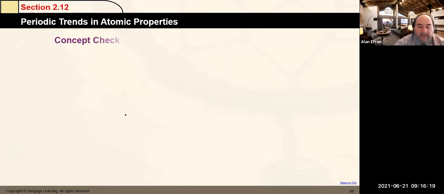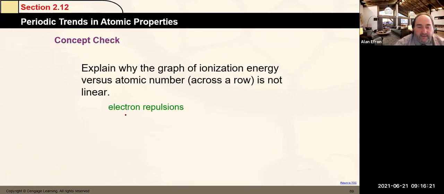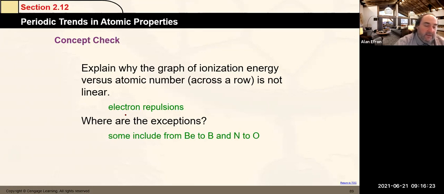Going across the period is a better shot, I think. Right? So explain why the graph of ionization energy versus atomic number is not linear. It's not linear because of electron repulsions. Remember, although we're talking about electrons sharing the same space, there's still an aspect of them not really wanting to be near each other because they are the same charge. That's what electron repulsion means: negative and negative things near each other.